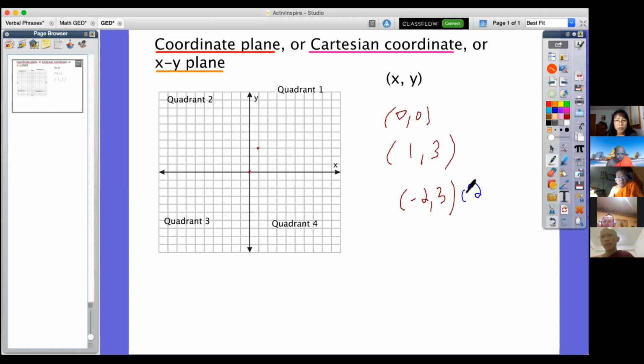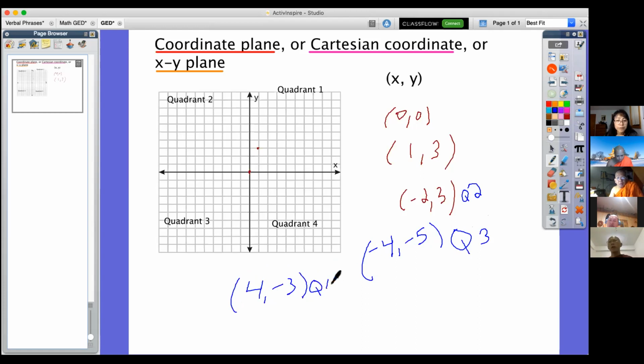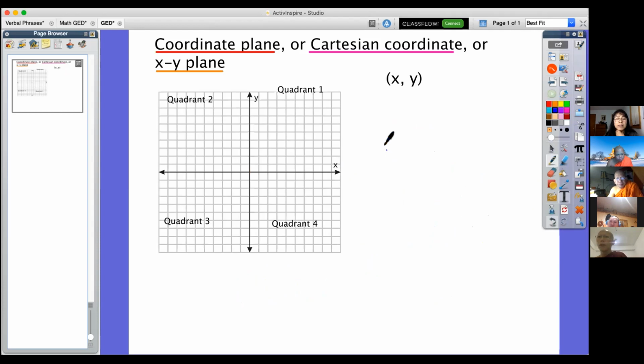2. Yeah. Quadrant 2. If I have -4 and -5, what quadrant am I in? 3. Okay. If I have 4 and -3, what quadrant am I in? 1. No? 4. Okay. So now you know the quadrant. Okay. So now I will erase that, and then I'm going to give you.